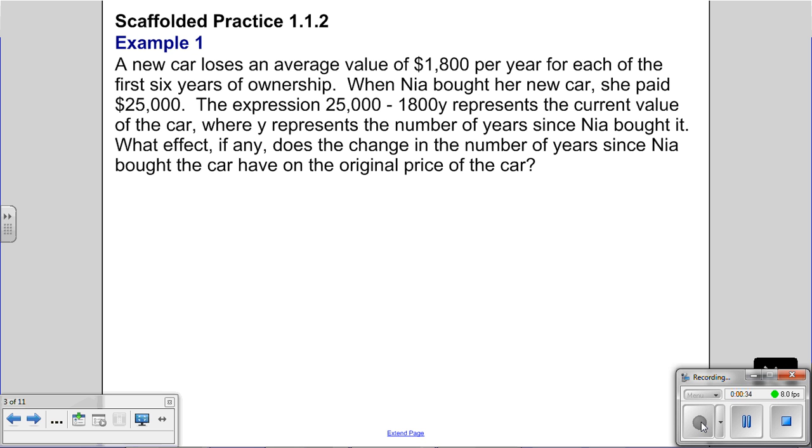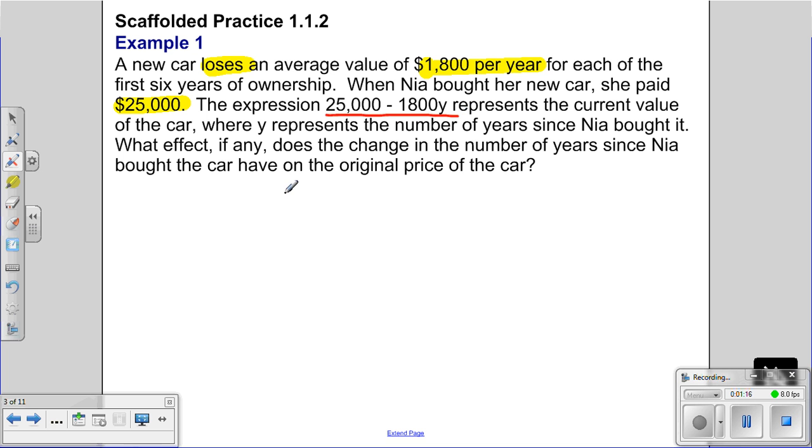Let's take a look at the first example. If you buy a car, it loses an average, so I'm going to highlight a couple of key words here, of $1,800 per year. So buying cars, definitely losing money for each of the first 6 years of the ownership. When Mina bought the new car, she paid $25,000. So therefore, we're able to come up with the expression 25,000 minus 1,800y.